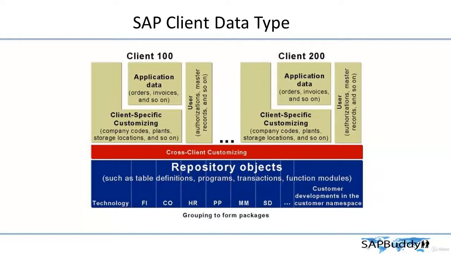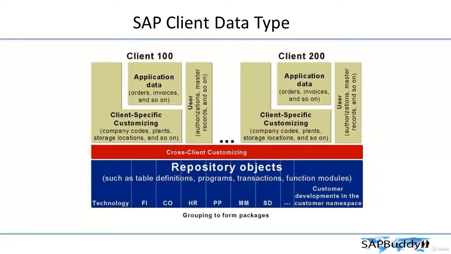Repository objects, as we have seen, can be a table definition, a program, a transaction code, or a function module. All these are called cross client repository objects. In general, all ABAP dictionary objects are cross client objects or repository objects.